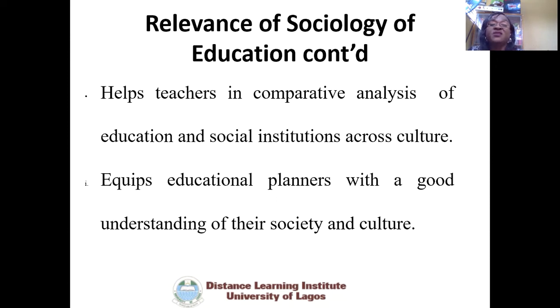Sociology of education also equips educational planners with a good understanding of their society and culture. As an educational planner, you need to have a good understanding of your society's culture. That will ensure that whatever you are going to come up with will be in line with the needs and aspirations of the society. Because if a particular educational system does not have a bearing with the societal needs and expectations, that educational system is in fact not relevant to that society. Hence, an educational planner needs to have a good understanding of the society's culture. Sociology of education will enable the educational planner to achieve that.